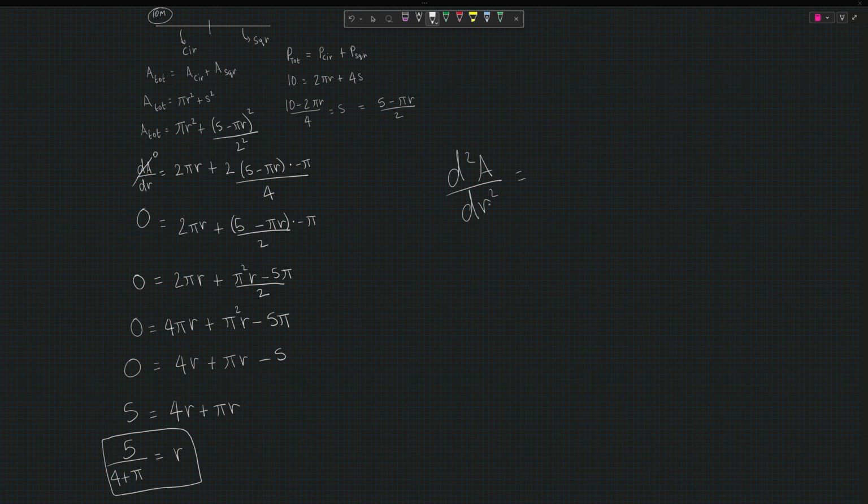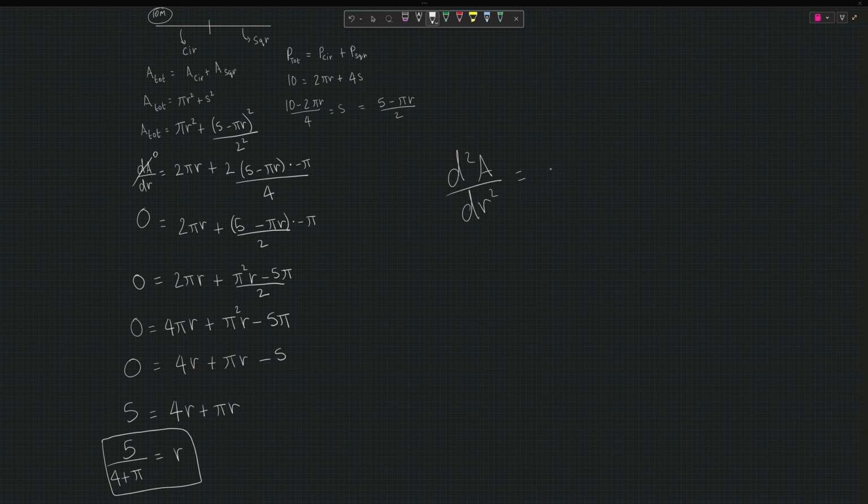Now we have to take the derivative another time because we have to find whether this is a max or a minimum. Since we were asked to find both, we wouldn't go wrong either way. So, d squared A over dr squared, which is our notation for the second derivative. And I'm going to take the derivative from this equation, I think. That would be much better than taking it from here, because this is slightly simplified.